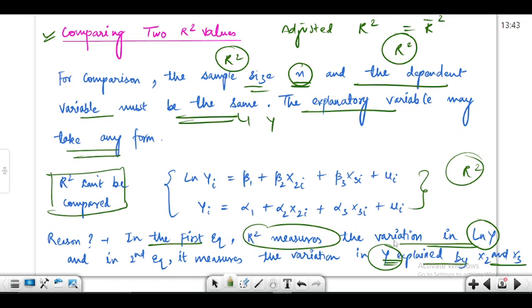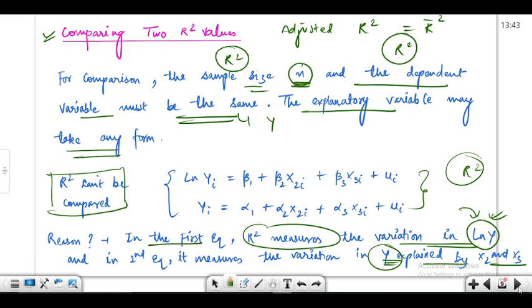So in both the cases, different variables are being measured. Okay, in the first it's ln y that is being measured, in the second y is being measured. So that is why your R square can't be compared for these two equations, and that is why this condition is required, that the sample size should be the same and the dependent variable must be the same. So had this been just yi, then we could have compared the models using R square, right?